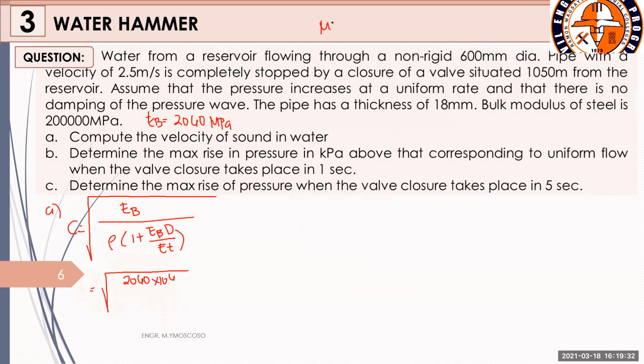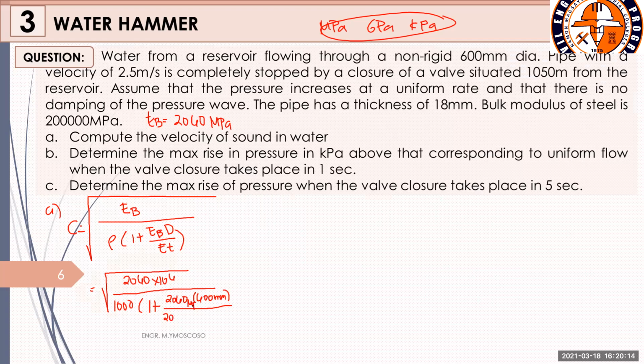So take note of your MPa, GPa, and kPa, ha? Kasi kinakailangan yan to convert the values. Divided by the water density. So that would be 1,000 plus yung E_B natin, that would be considered as 2,060. Kino-convert ko na siya agad, guys, ha? So times the diameter, which is 600 mm, divided by the bulk modulus of steel, that would be 200,000.